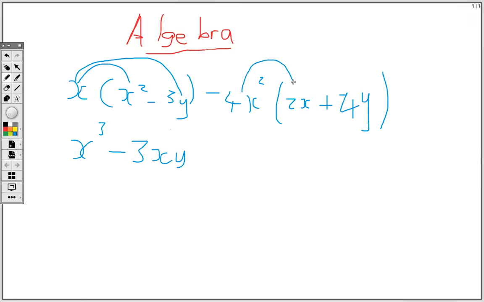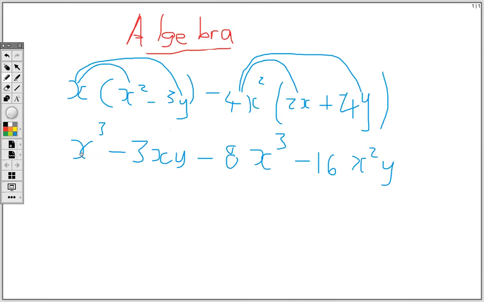Multiplying 4x squared times 2x. Looking at this, we have a number times a number, so minus 4 times positive 2, that's negative 8. x squared times x, that will give us x cubed. Then multiplying the next two together, negative 4 times positive 4, that's negative 16. x squared times y gives you x squared y.